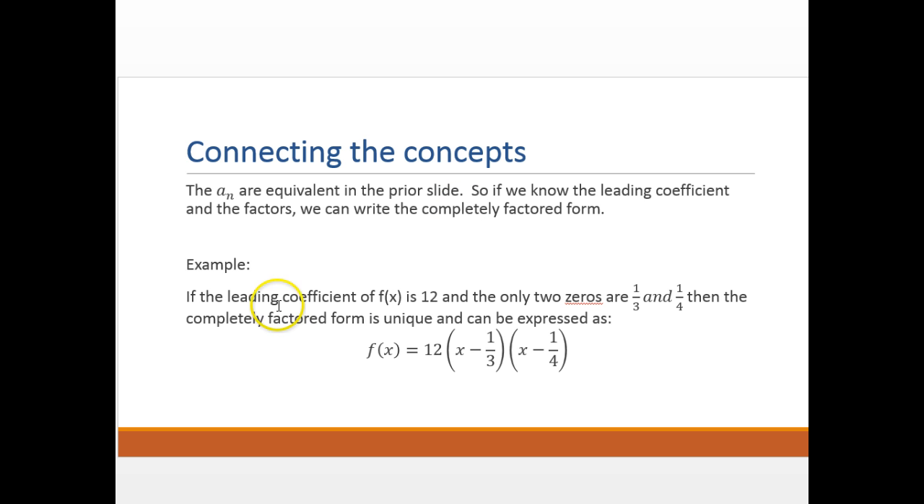factored form. If the leading coefficient of f of x is 12 and the only two zeros are 1/3 and 1/4, then the completely factored form is unique and can be expressed as follows. I have two zeros, 1/3 and 1/4, so that means there's factors of x minus 1/3 and x minus 1/4. And if 12 is the a_n, the leading coefficient, the 12 simply goes out front. So we can take just this bit of knowledge here and write the completely factored form of this polynomial. Now one thing we can also do, which we're not going to do here, is FOIL this and write it in standard form.